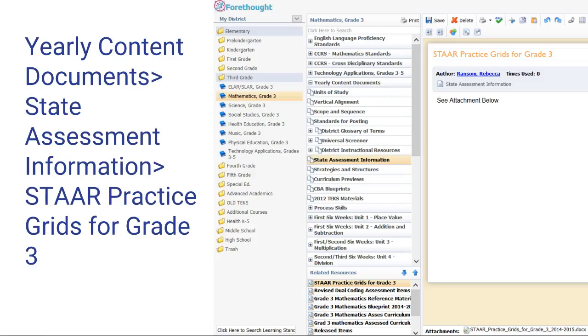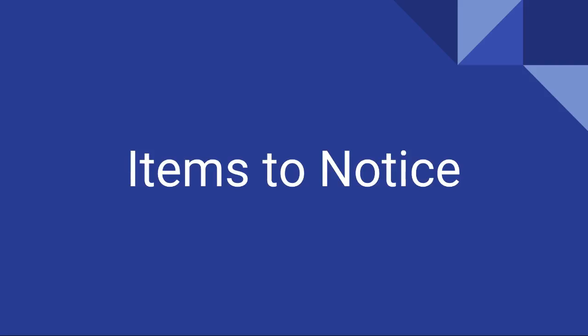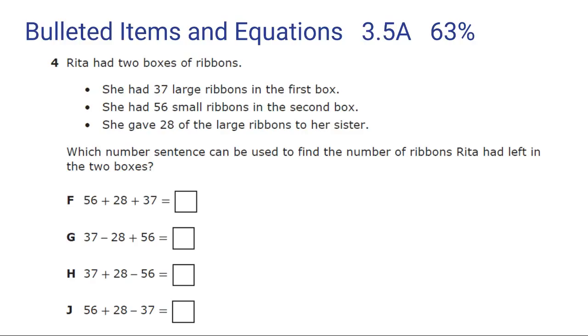Now in Grade 2, you also have one available if you want to practice towards the end of the year. And notice that yours will only be 2 columns of numbers instead of 3. I wanted to share with you some items that were tested a little differently, such as this one where the kids are choosing 2 sections that are quadrilaterals. Notice that there are bulleted items and equations.